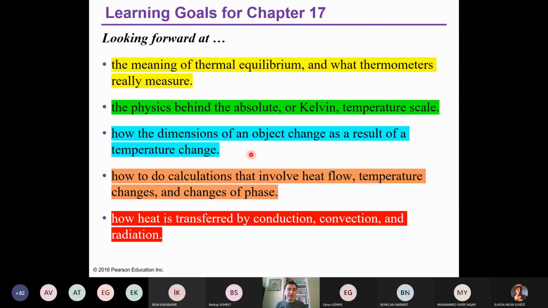And in the next part, we will learn how to do calculations that involve heat flow, temperature changes, and changes of phase. And finally, we will finish with how heat is transferred by conduction, convection, and radiation. So with this one, we will finish this chapter. Let me start with temperature and thermal equilibrium.